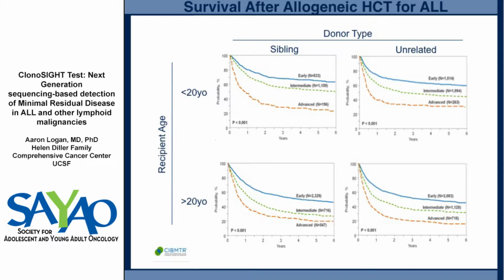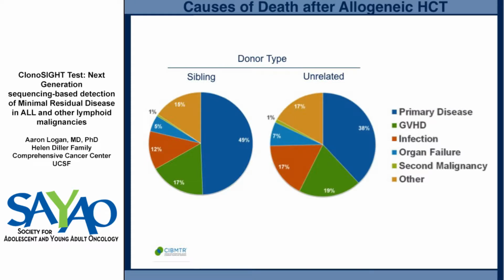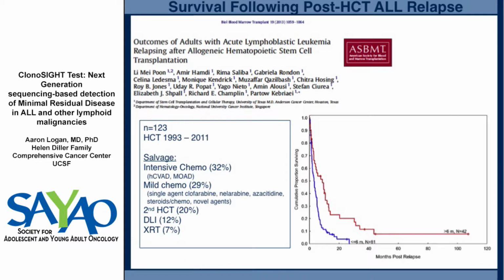Now, the most common way for patients to fail after transplant is actually recurrence of the primary disease for which they were transplanted. And that's true whether you get a sibling or an unrelated donor. These data, again, from the CIBMTR are for all malignancies for which patients receive transplant, and this is also true for ALL. And in ALL, the ability to salvage a patient after a post-transplant relapse is quite dismal.